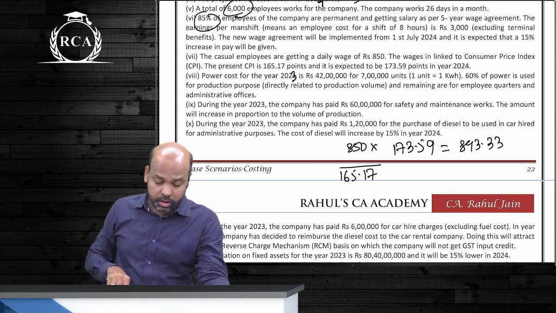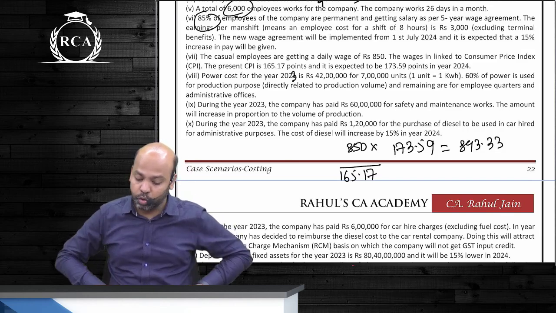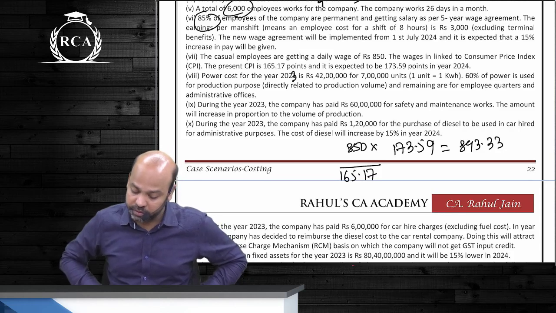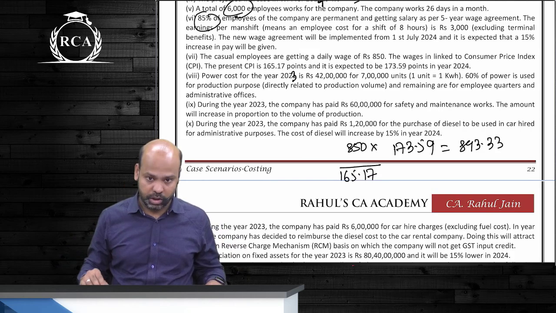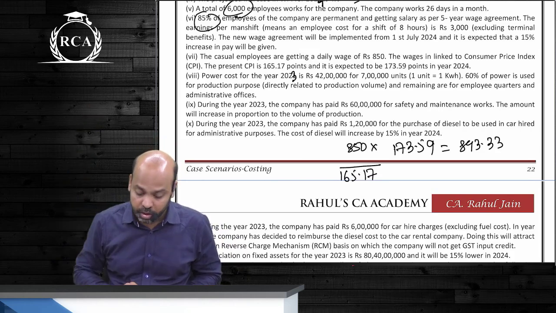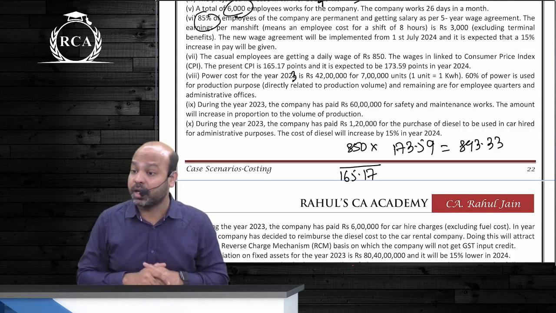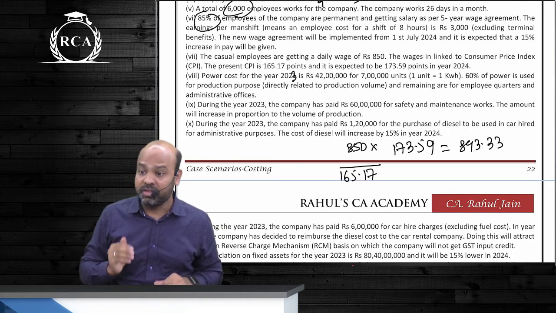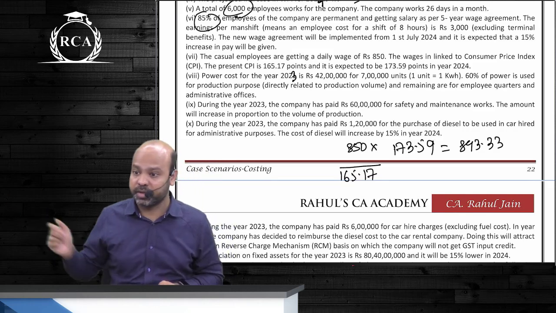Next, beta. Nahi, kahin to miss kar diya main. Power cost for the year 2023, beta, is 42 lakhs. This is for 7 lakh units of power, not 7 lakh units of output. Output is whatever we wrote above. 60% of the power is used for production purpose. This is directly related to production volume. He is trying to tell you, beta, कि ये जो 60% power cost है ना, this will increase by 12%.